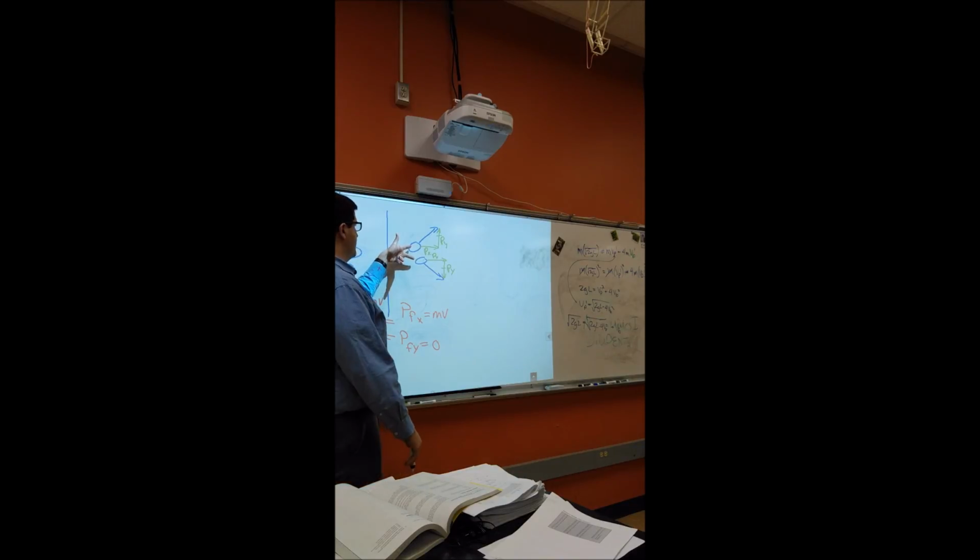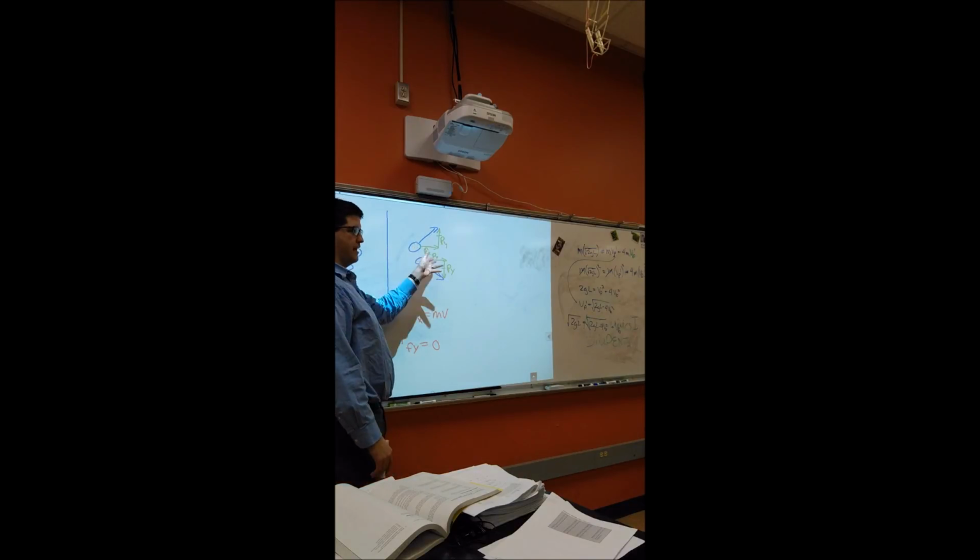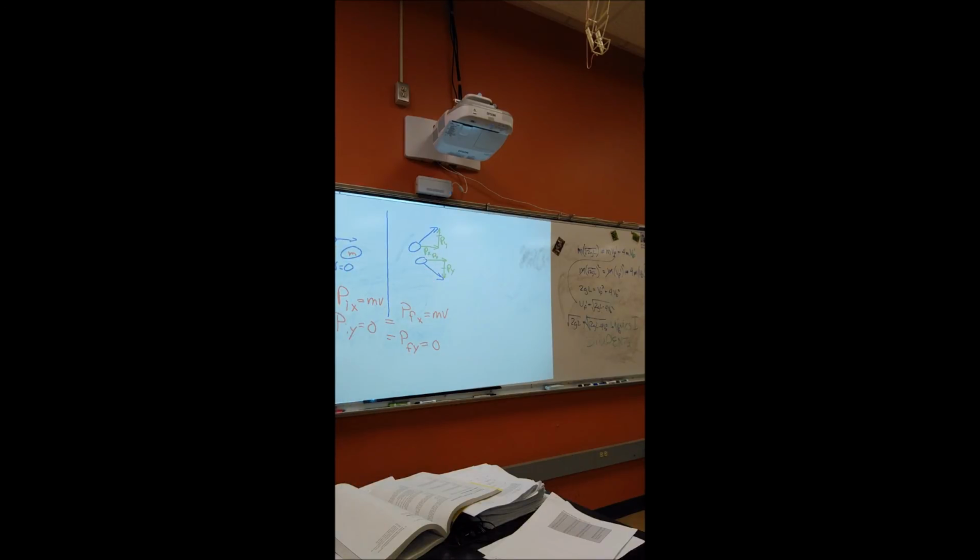Also, when you add up the horizontal velocity times the masses of the two, they should come back and equal mv. And you won't have to do anything quantitative, just qualitative. Other way around. You don't have to do anything quantitatively, it'll be qualitative.